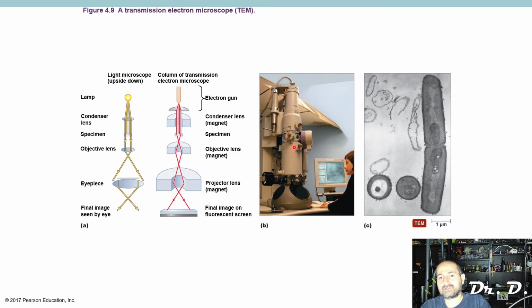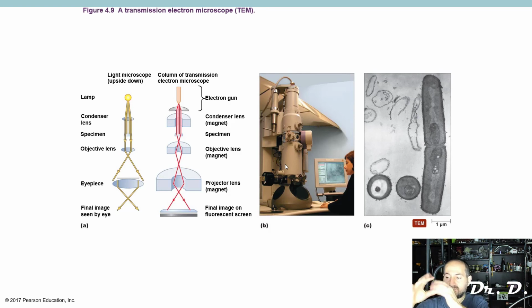You cannot have air in an electron microscope. You know why? Your radiation source is electrons. You're shooting electrons at your specimen. Electrons don't travel in air, right? They don't travel well in air.